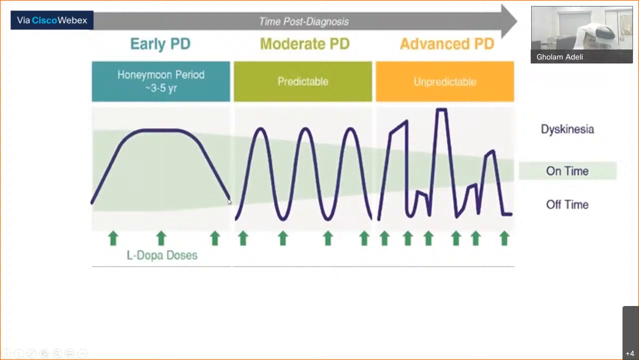Then the wearing off will be faster and you start to give a higher dose. But as you see, the safety zone from this line goes lower. As the patient goes above this with the medication, they develop the extra movement, what we call dyskinesia. And if he falls below the line, he will be rigid.